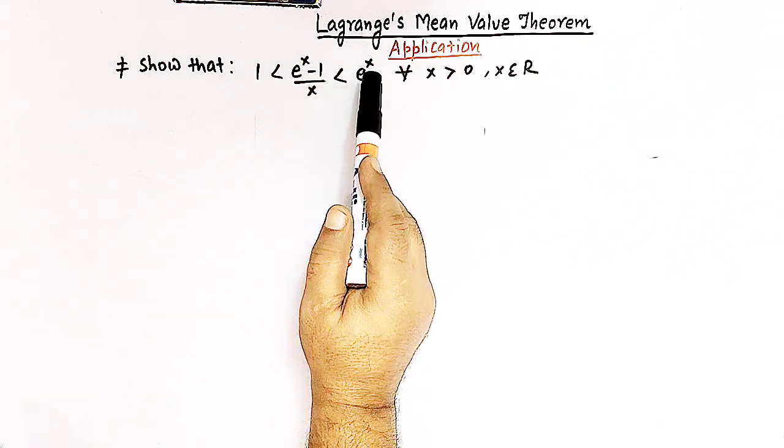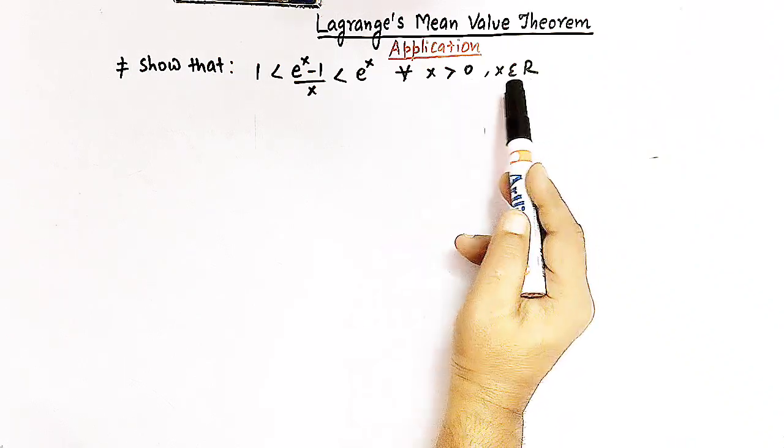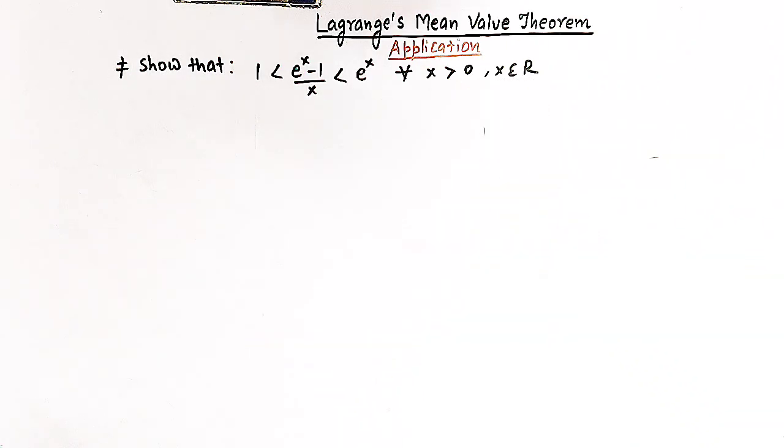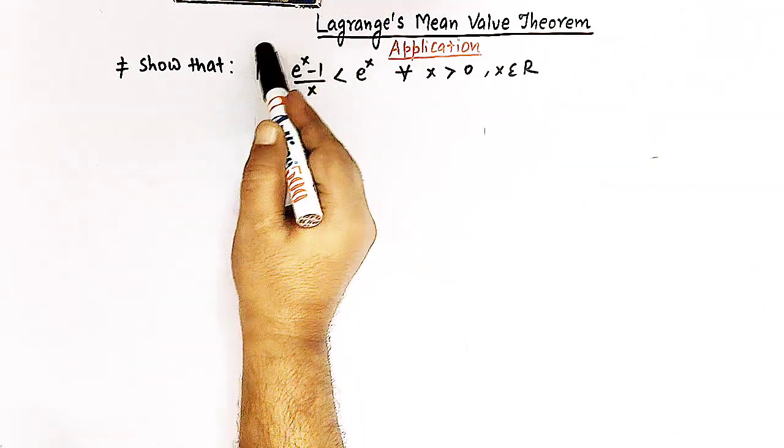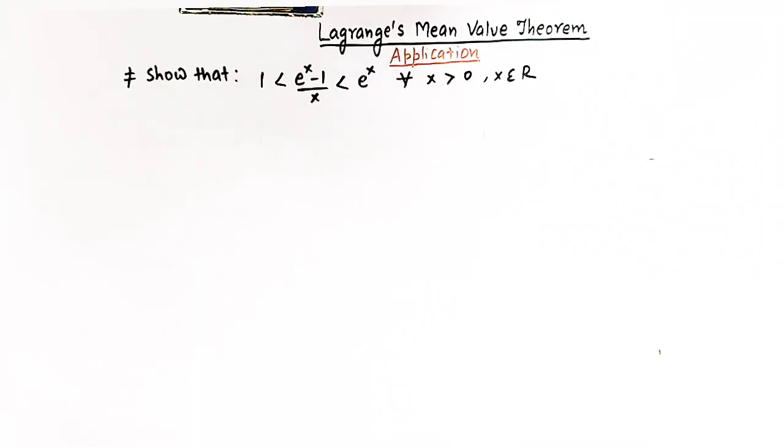but less than e^x for all x greater than 0, where x belongs to the set of real numbers. So we'll prove this inequality using the concept of Lagrange's mean value theorem. Before proving this inequality, let us quickly revise the statement of Lagrange's mean value theorem.